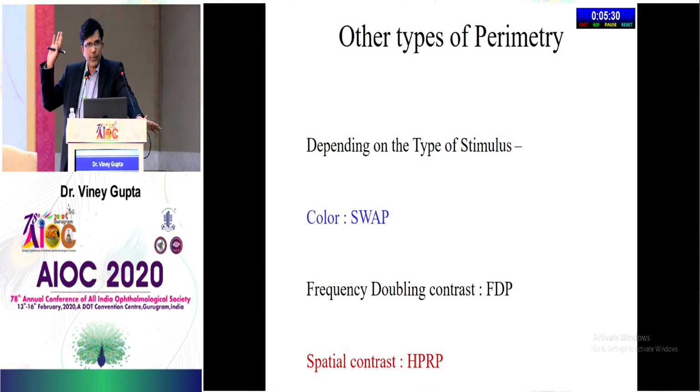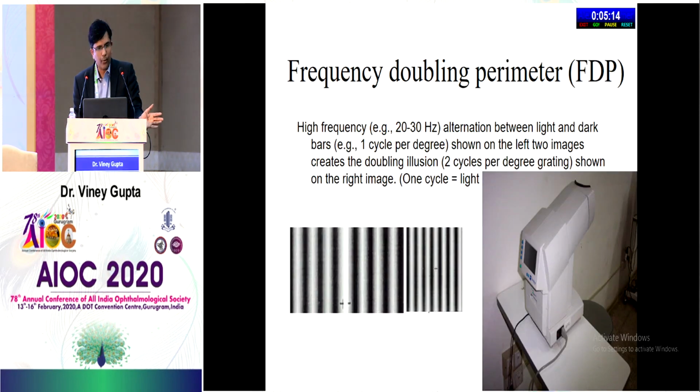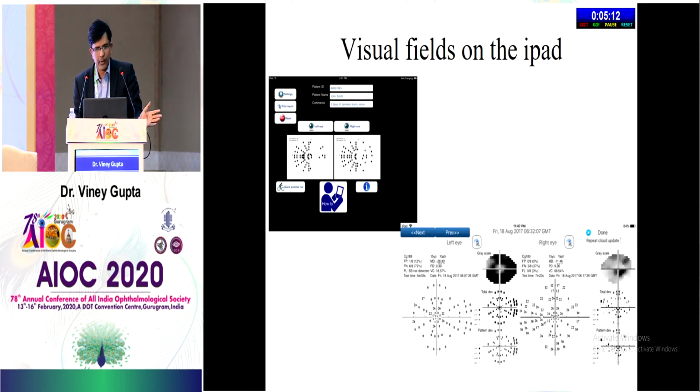So there are other types. These were all what I described as white on white perimetry. But there are other types of perimetric tests like SWAP, FDP, which you must know only for theoretical purposes because they're not used practically. The SWAP, the FDP, and the high pass resolution perimetry. I'm not going to go into the details of it. You can read about these things.